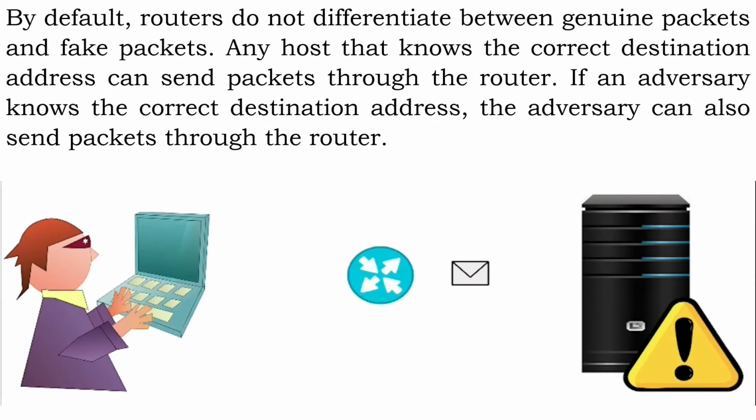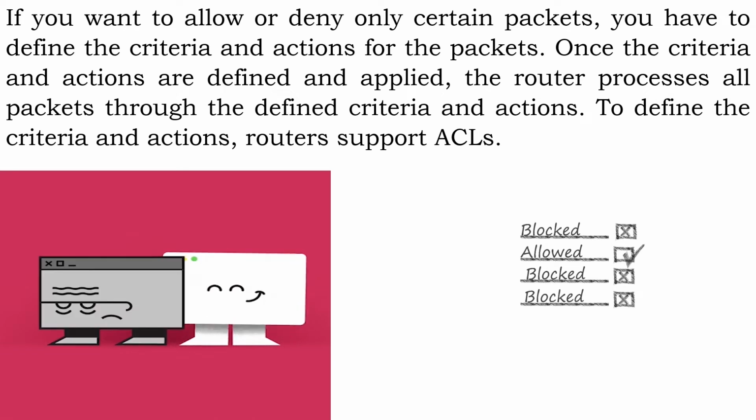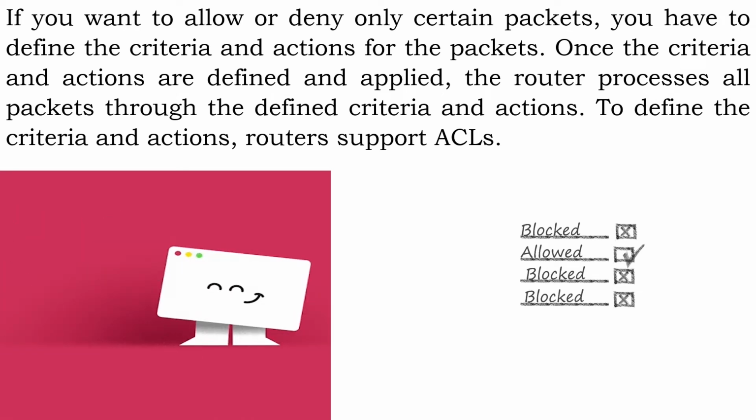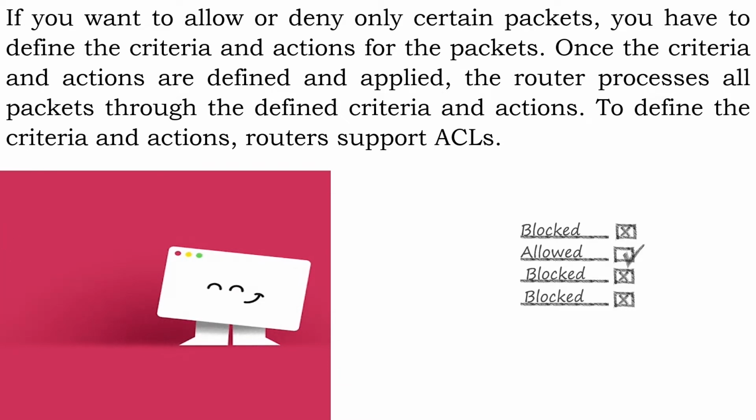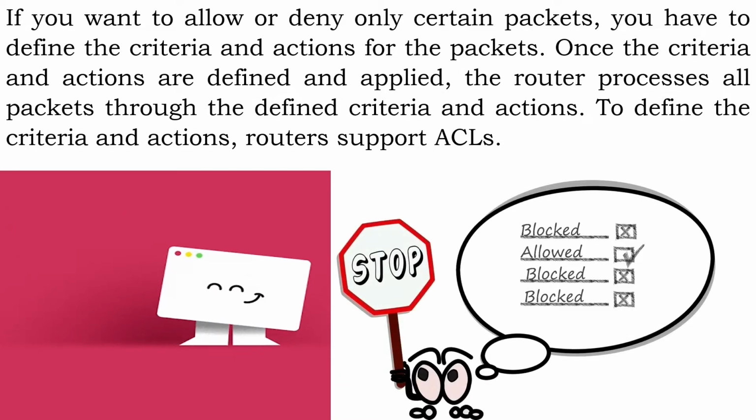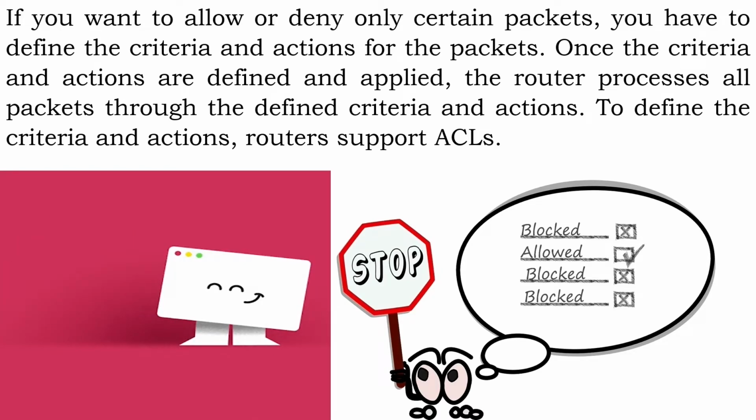By default, routers do not differentiate between genuine packets and fake packets. Any host that knows the correct destination address can send packets through the router. If an adversary knows the correct destination address, the adversary can also send packets through the router. If you want to allow or deny only certain packets, you have to define the criteria and actions for the packets. Once the criteria and actions are defined and applied, the router processes all packets through the defined criteria and actions. To define the criteria and actions, routers support ACLs.